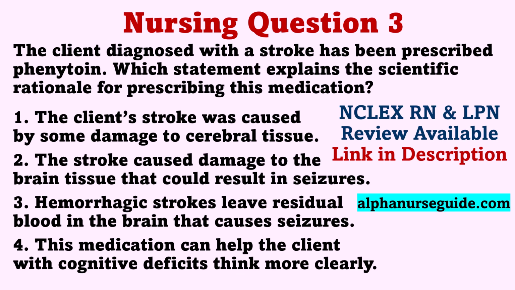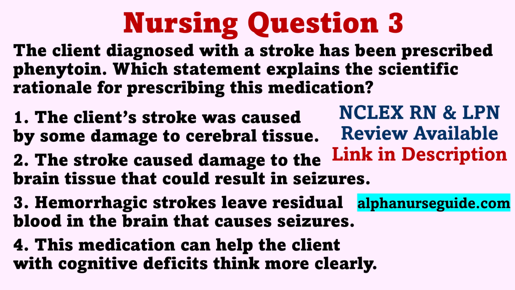The client diagnosed with a stroke has been prescribed phenytoin. Which statement explains the scientific rationale for prescribing this medication? 1. The client's stroke was caused by some damage to cerebral tissue. 2. The stroke caused damage to the brain tissue that could result in seizures. 3. Hemorrhagic strokes leave residual blood in the brain that causes seizures. 4. This medication can help the client with cognitive deficits think more clearly.